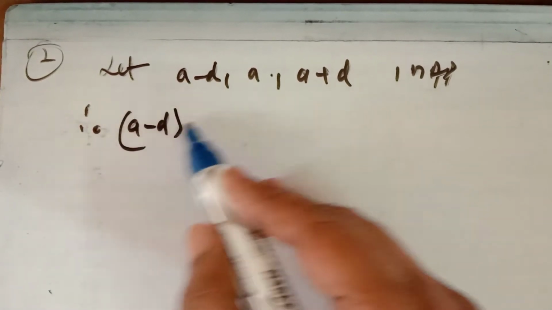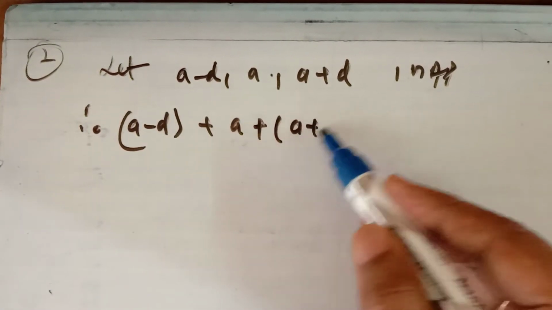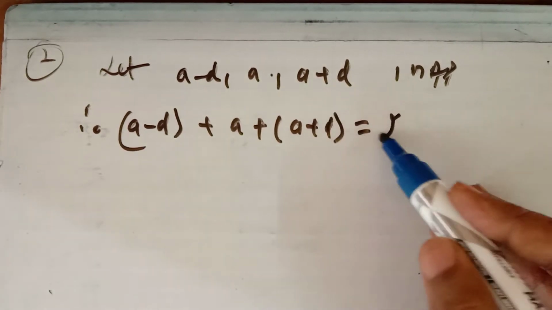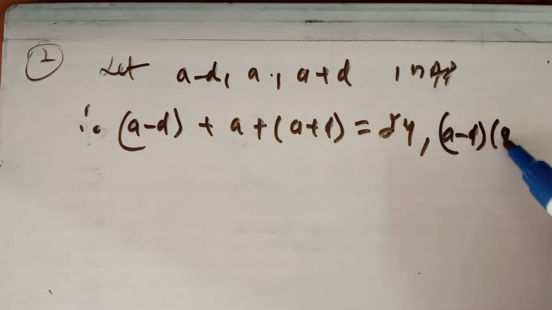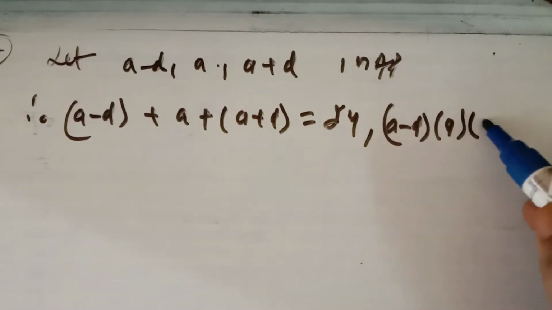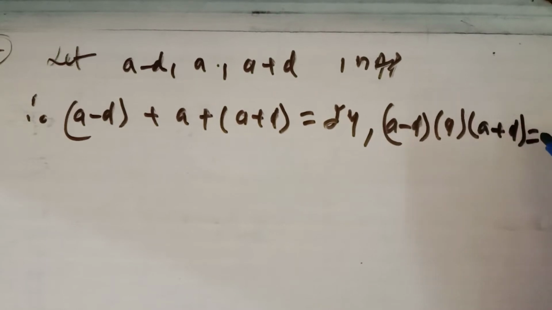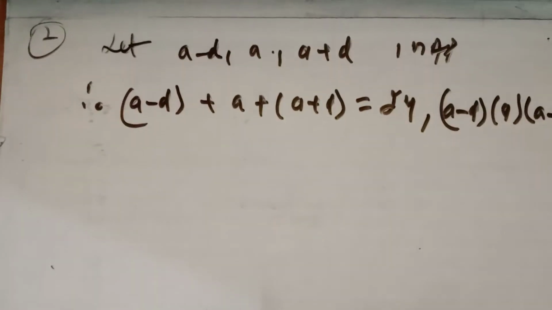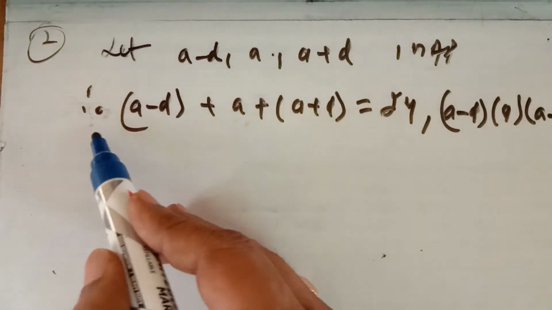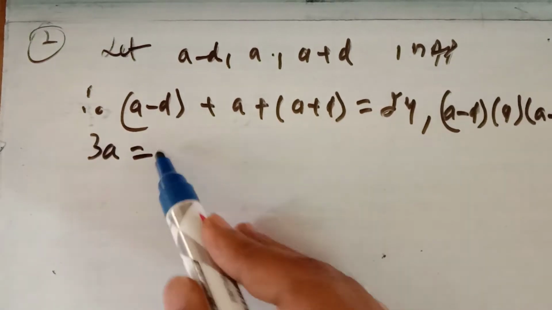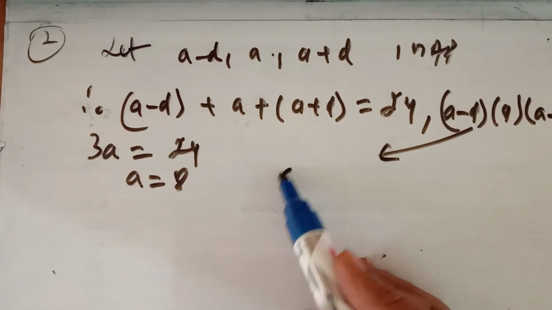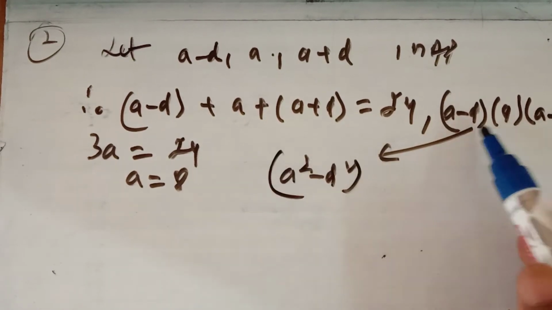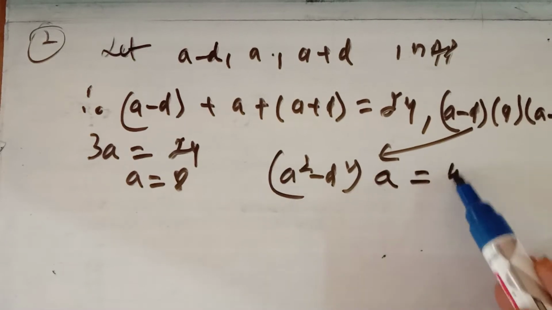So what is given? The sum of these three numbers is given as 24, and their product, A minus D, A and A plus D, is given as 440. You have to find the numbers. So you can solve the first equation. The D will cancel out, so it becomes 3A is equal to 24 and A comes out to be 8. And this, if we solve it, is A square minus D square, that is (A plus D)(A minus D) into A is equal to 440.